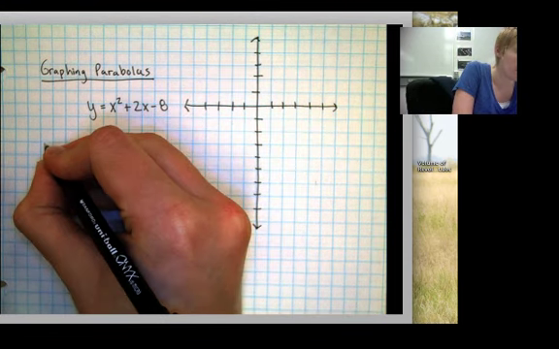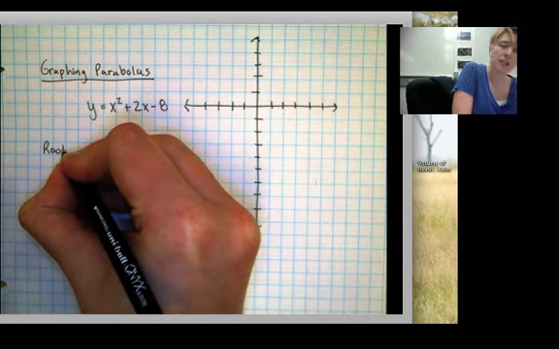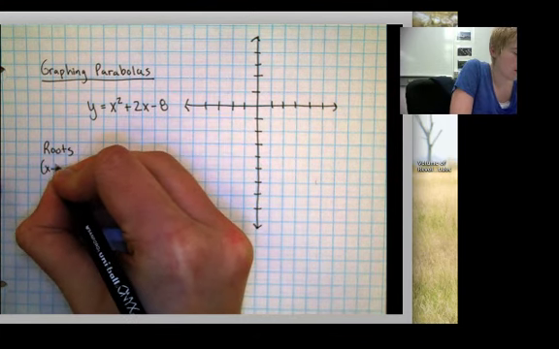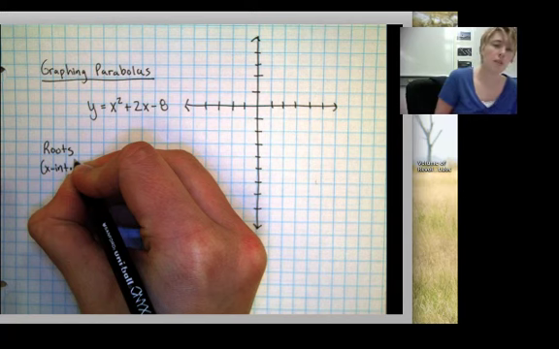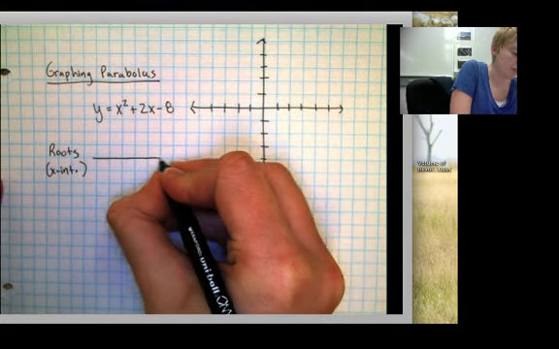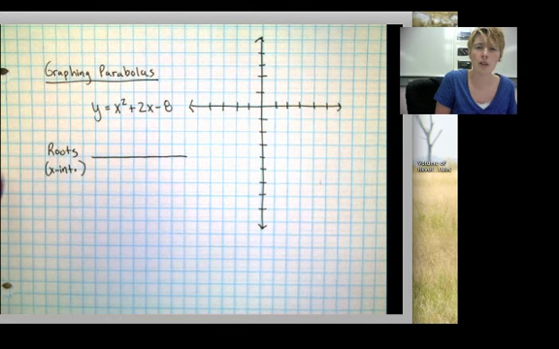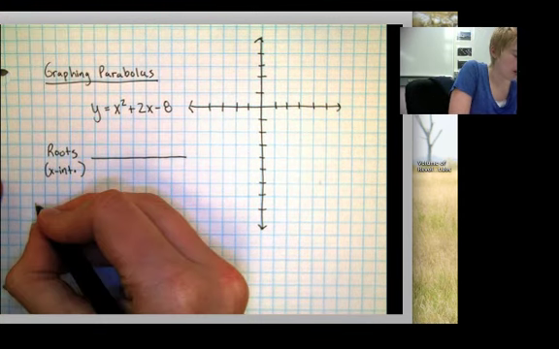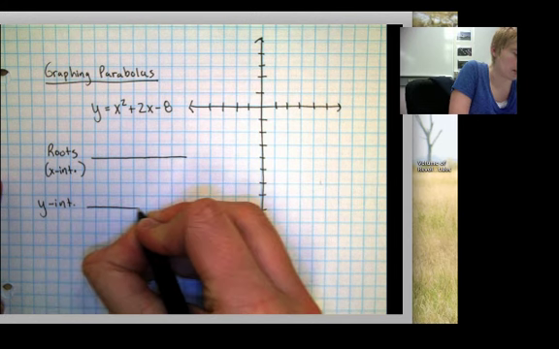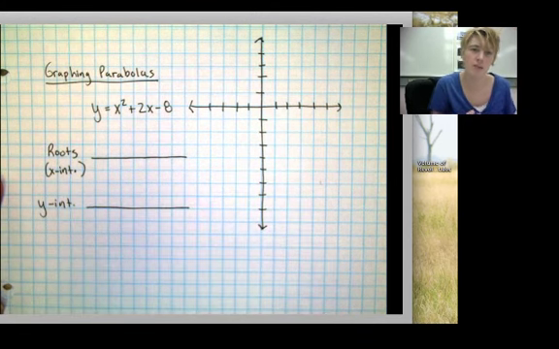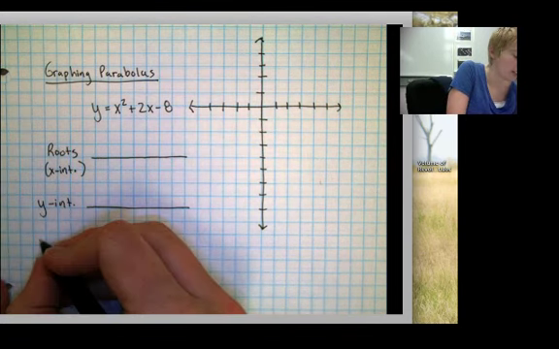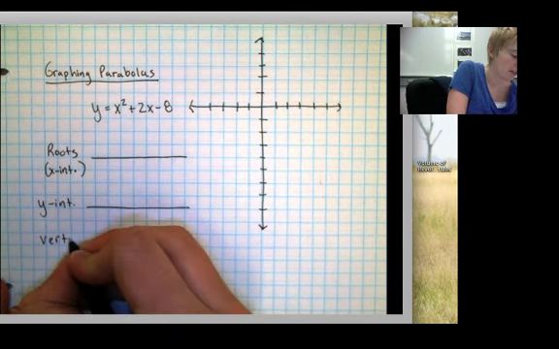One of them is called the roots, and there's another name for roots. The other name is x-intercept. So you want to figure out what the roots are for this equation, and I'm going to write that down. You also want to find something called the y-intercept. So the y-intercept is something we need to track down. And then the third piece of information, the third clue, is called the vertex. So we want to figure out the vertex.